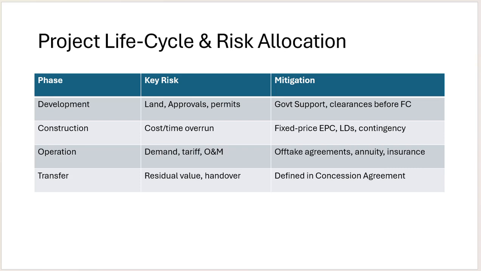Then the construction phase, where actual work will start. Cost and time overrun, construction risks, and increasing operation and maintenance costs are the concerns. The EPC contract type, the fixed price EPC contract, and LD contingencies will be checked and verified in the construction phase by the lender. Then in the operation phase, demand and tariff and the operation and maintenance contract will be checked. The offtake agreement or annuity and the insurance will be checked in that phase.